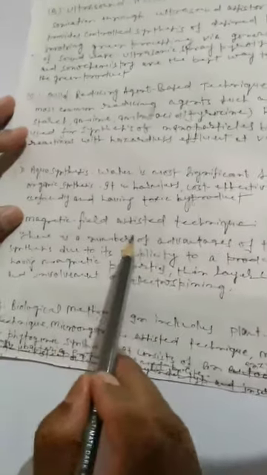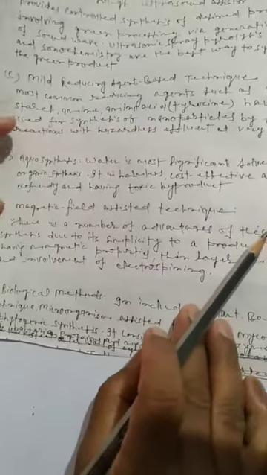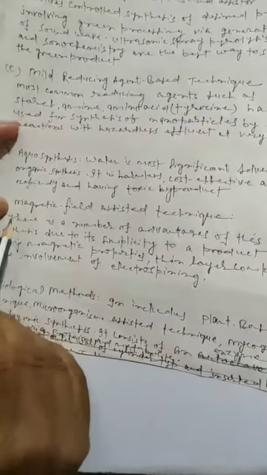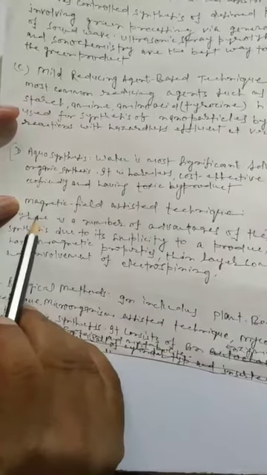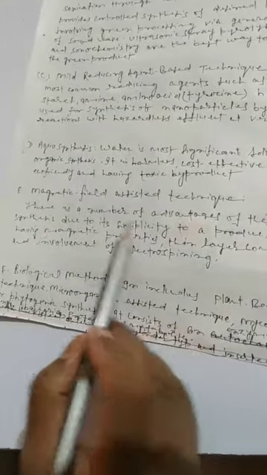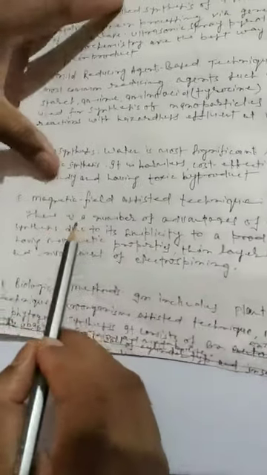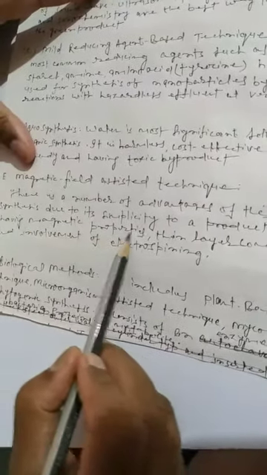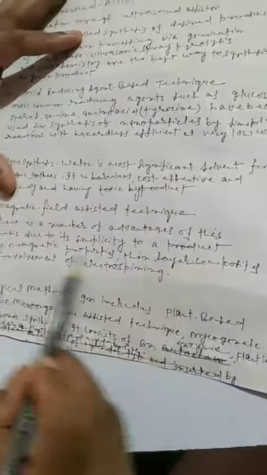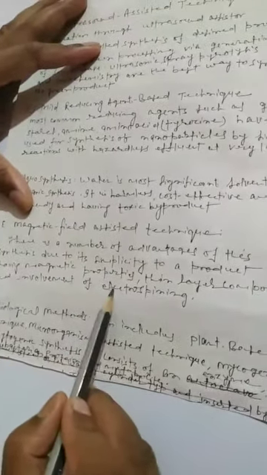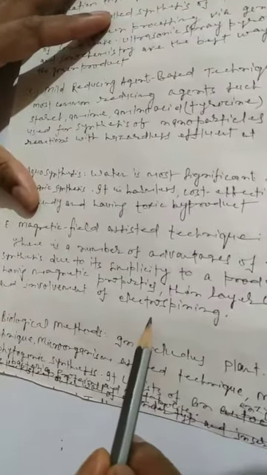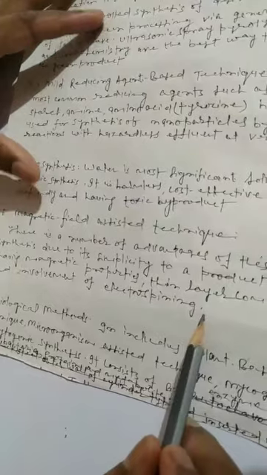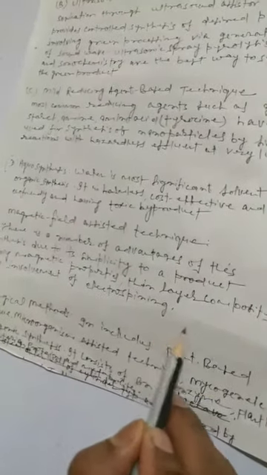Next point is the magnetic field assisted technique. This is similar to the ultraviolet or the ultrasound or the microwave assisted technique. Here we use the magnetic field. So there are numerous advantages of this synthesis due to its simplicity, product having high magnetic properties, thin layer composites and involvement of the electrospinning in the green chemical reactions.